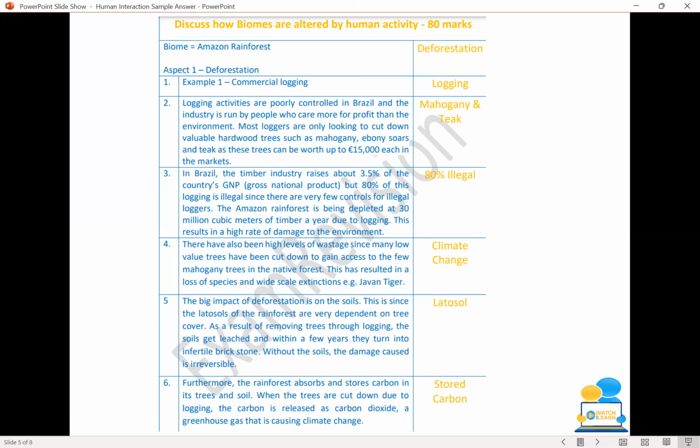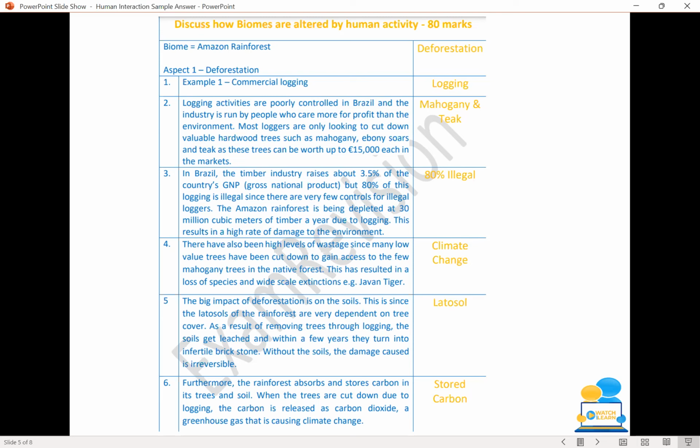So again, we're giving examples here to back up what we're saying and ensuring that we're getting those SRPs in. In terms of latosols, the big impact of deforestation is on the soils. This is since the latosols of the rainforest are very dependent on tree cover. As a result of removing trees through logging, the soils get leached, and within a few years, they turn into infertile brick stone. The damage that is caused to them is irreversible. So there's no way of fixing the soils or making them better. They're lost forever.